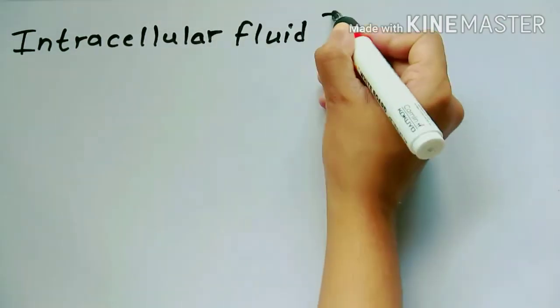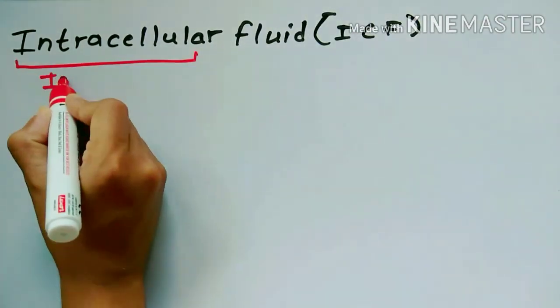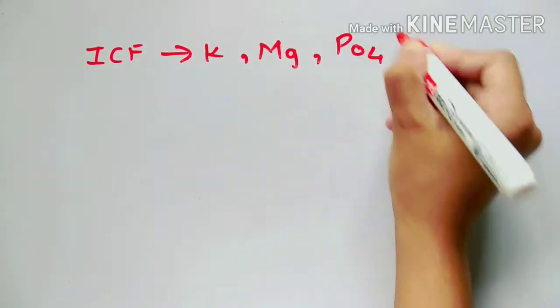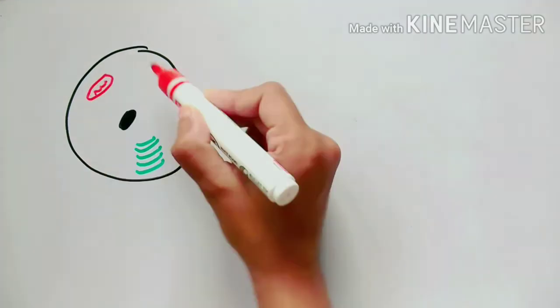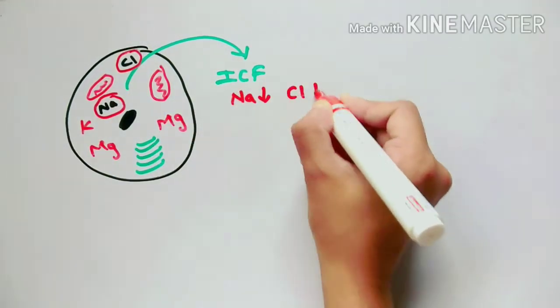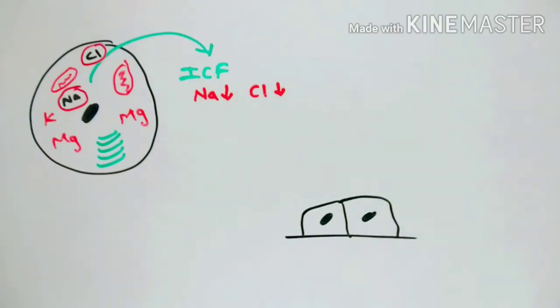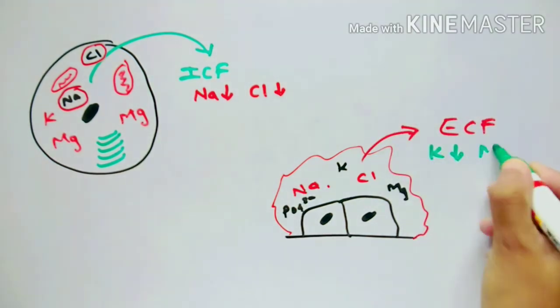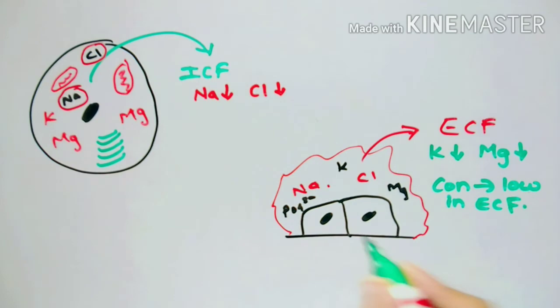Now let's look at the intracellular fluid, that is ICF. The intracellular fluid includes ions like potassium, magnesium and phosphate instead of sodium and chloride ions. Now I'm not saying that sodium and chloride are not found inside the cell, or that potassium, magnesium and phosphates are not found outside the cell, but I'm saying that the concentration of sodium and chloride is more outside the cell, not inside the cell.